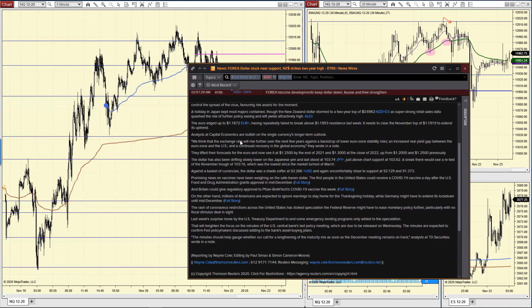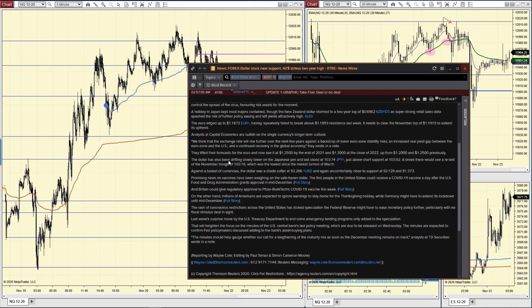Analysts at Capital Economics are still bullish on the single currency's longer-term outlook, referring to the euro having repeatedly failed to break above 1.1893. It needs to clear the top of 1.1919 to extend its uptrend. We think the exchange rate will further rise over the next few years in the backdrop of the low Eurozone stability risks, an increased yield gap between the Eurozone and the U.S., and a continued recovery in the global economy, they wrote in a note.